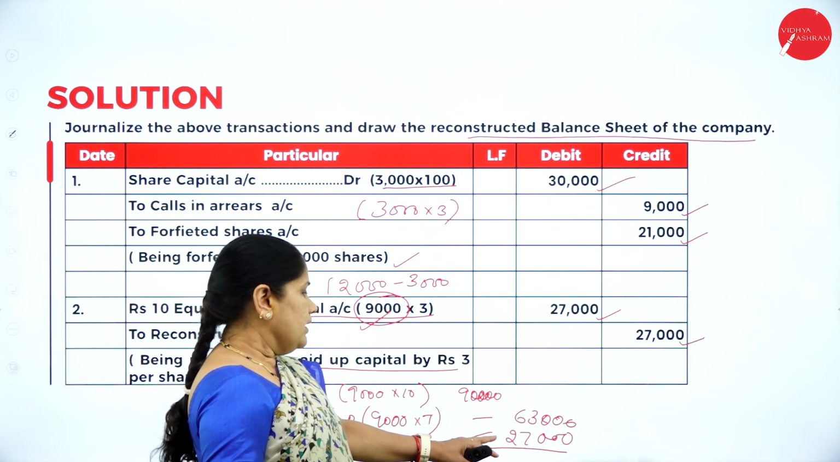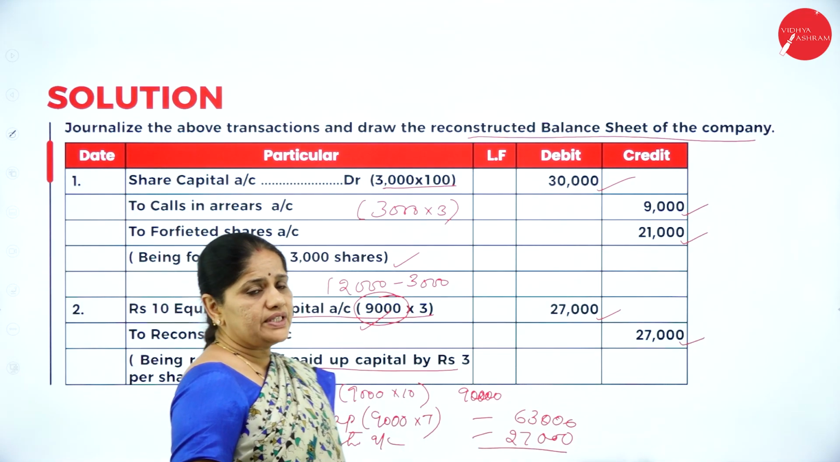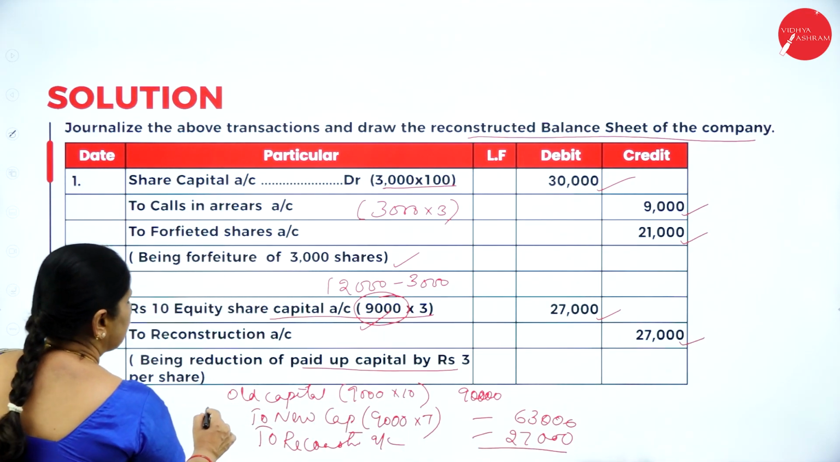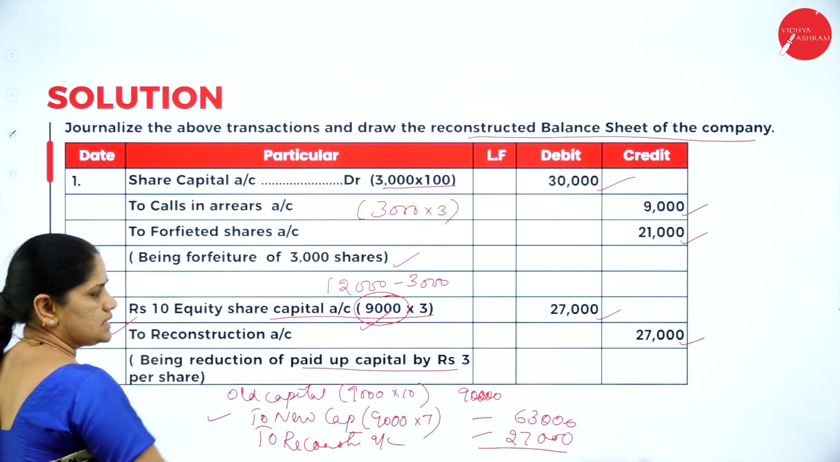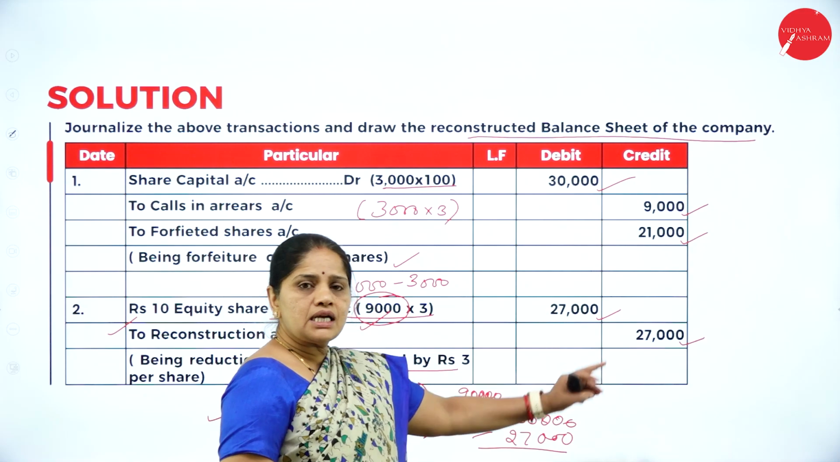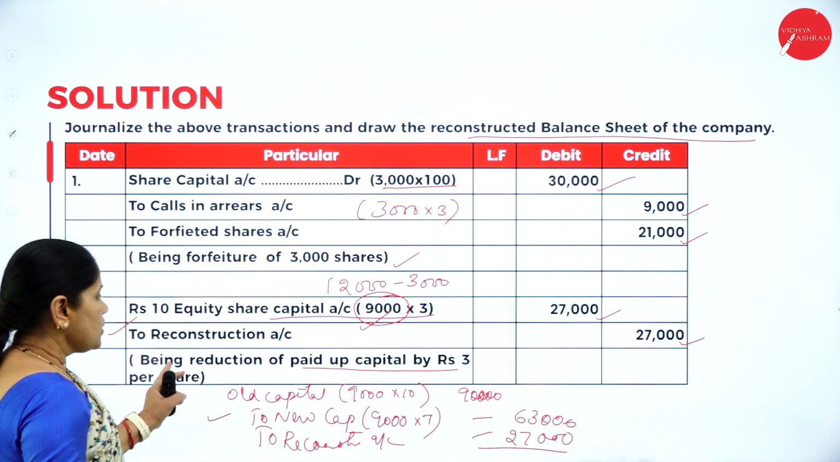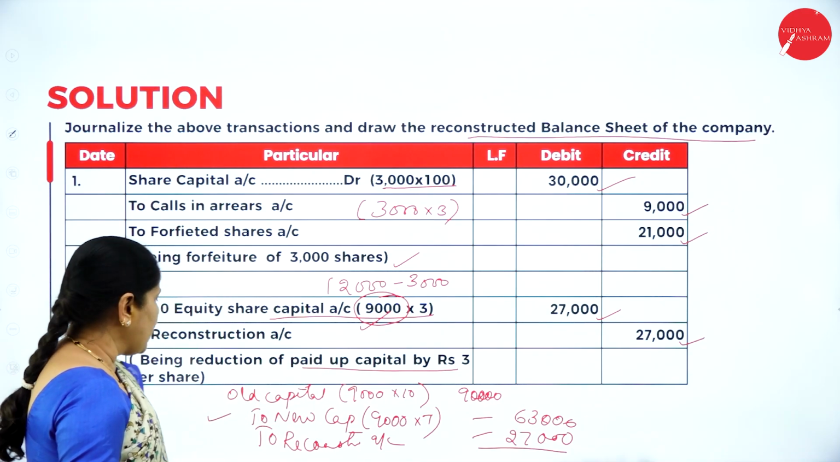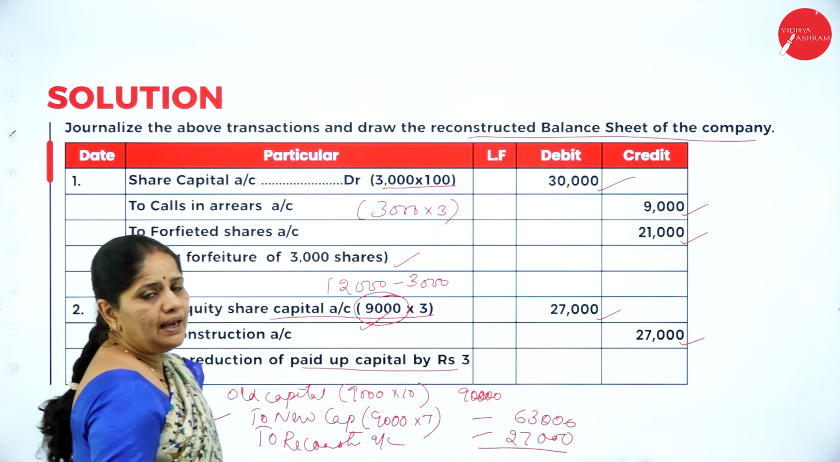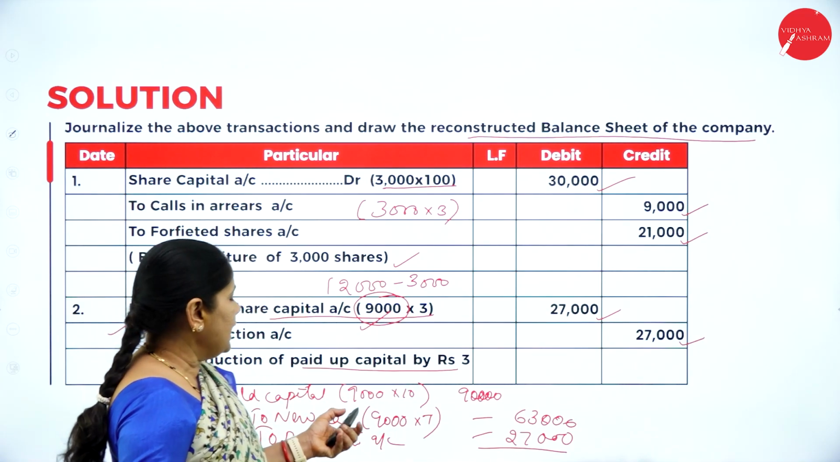So in this way, the credit to reconstruction goes to exactly 27,000. So both are correct. Whether you write this journal entry or this journal entry, both are correct. Ultimate effect is the reconstruction account should be credited by rupees 27,000. So being reduction of paid up capital by rupees 3 per share. So this is how we have to write the journal entry.